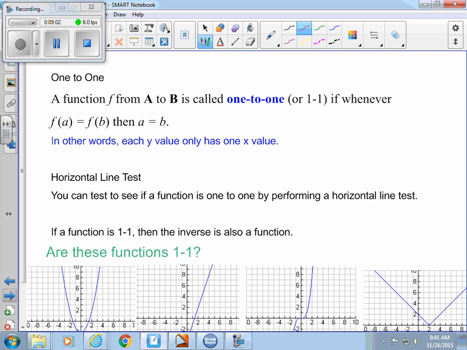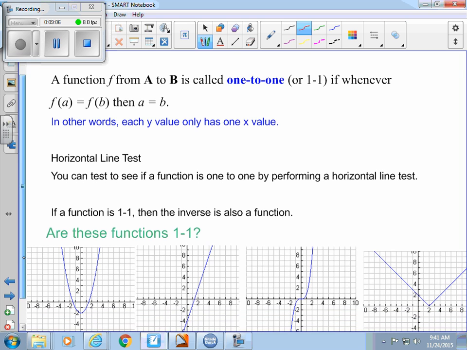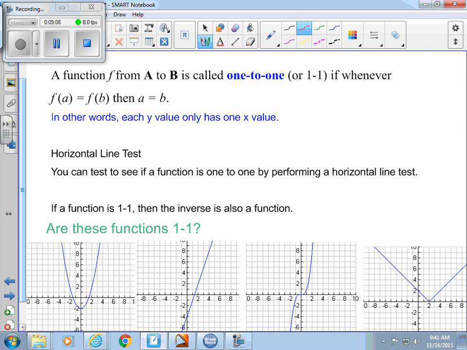If a function is one-to-one, then the inverse is also a function. So see if you can answer those questions. Are those functions one-to-one? Okay, let's look at the first one. One-to-one or not? No, why not?